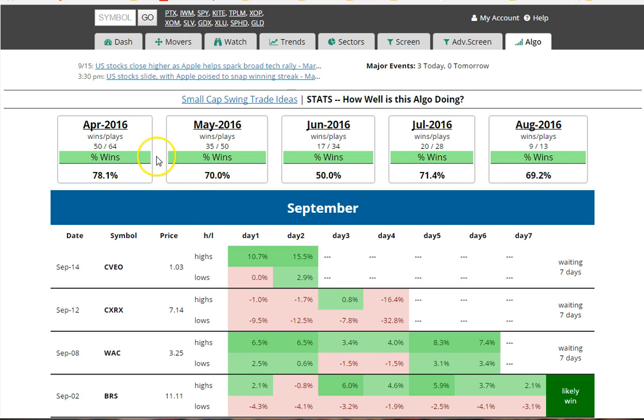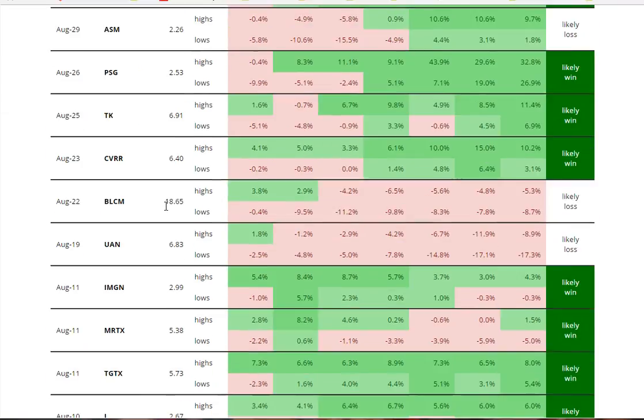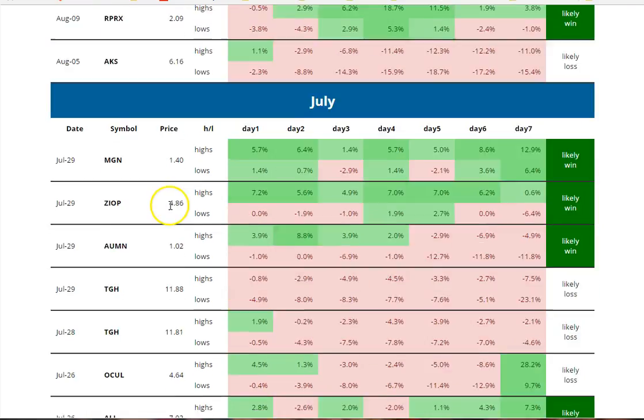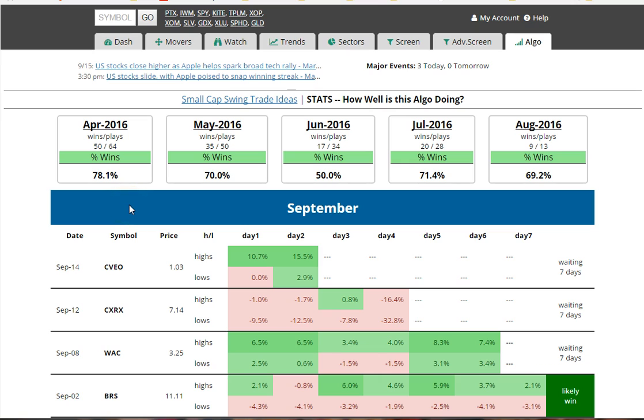So this is the stats page that I just added to the server. This will basically give you a health check. So it'll show you how well this algorithm has been doing over the past few months, past few weeks.